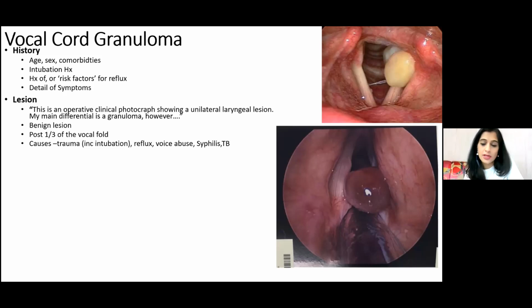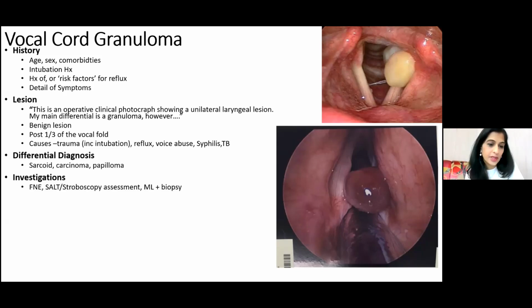The causes, as we mentioned, are usually trauma related, but you want to think about other things that could be traumatic to the vocal cords and the larynx, such as severe reflux and real voice abuse and misuse. Granulomatous conditions can also give rise to a vocal cord granuloma, like syphilis and TB, and that's included in your differential, as is something like sarcoid. But of course, the other thing to consider with any lesion in the larynx is that you want to rule out any neoplastic change, particularly malignant change.